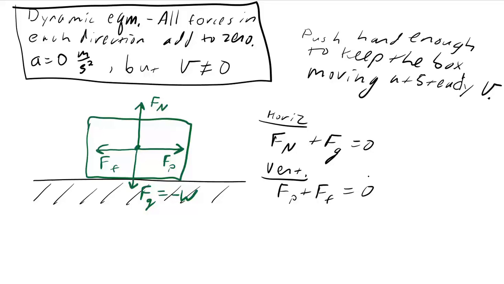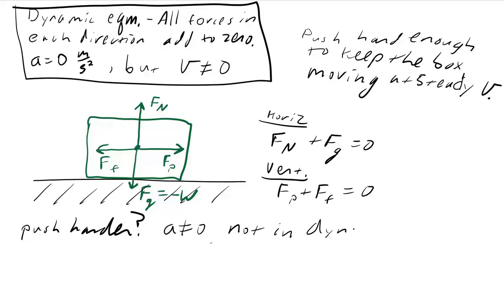However, if you were to push the box a little bit harder, then it will start to accelerate and it is no longer in dynamic equilibrium. Let me make that point. Push harder or less hard, and then it slows down. But if you push harder, then acceleration won't be 0, not in dynamic equilibrium anymore. So we will cover that case when we get to Newton's second law.